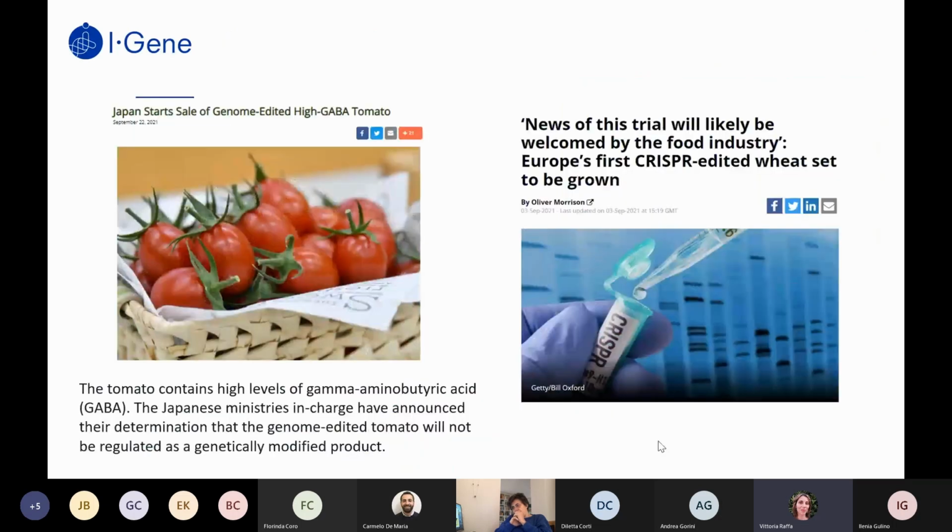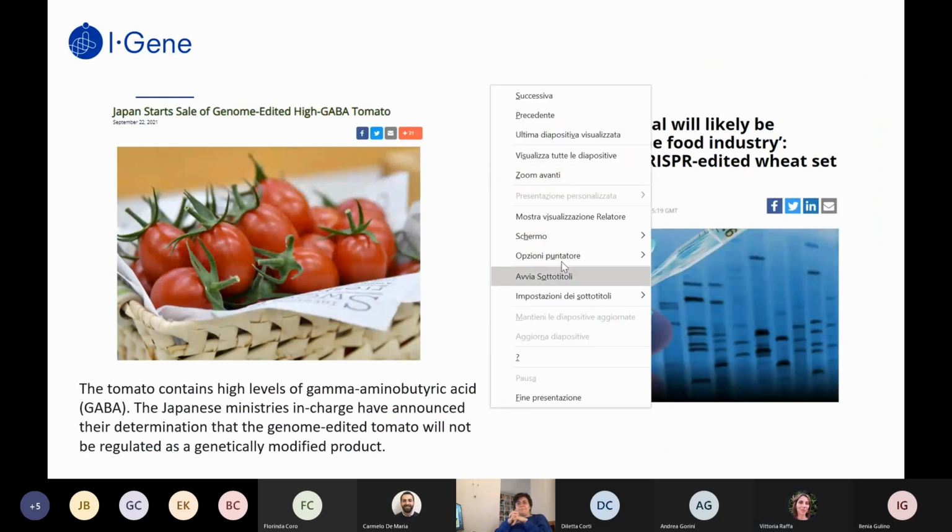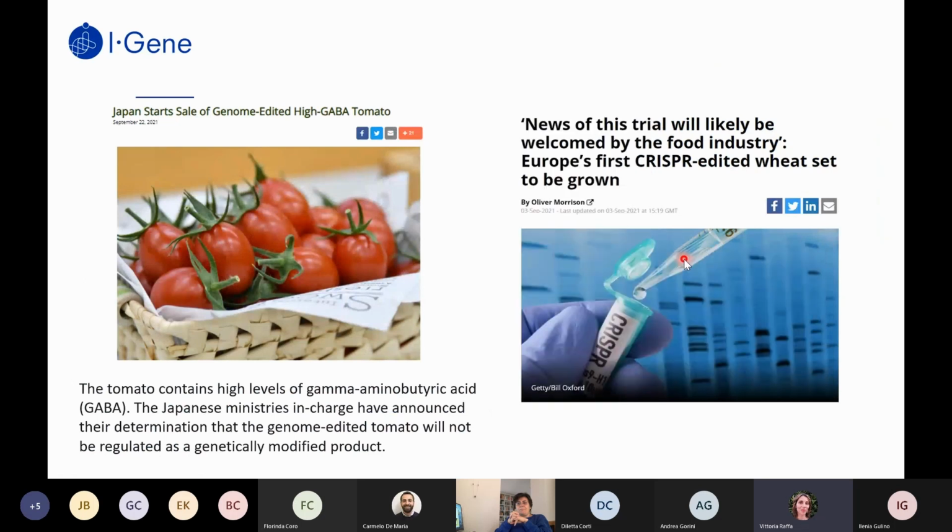Then let's see which is the state of the art. Let's start with the application, for example, in the agriculture field. Let's say the dream comes true, because if you see from the date, you can appreciate that at the end of last year, the first CRISPR plant came onto the market. This is a CRISPR tomato that has been launched onto the Japanese market.